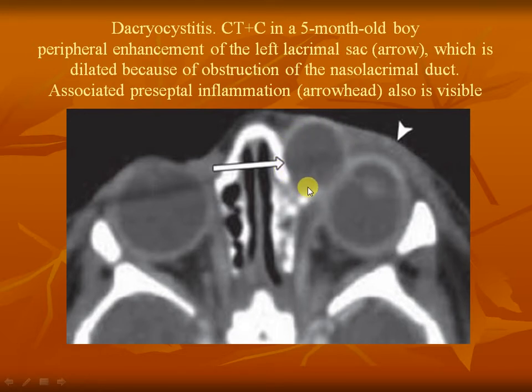This is a CT scan in a 5-month-old boy. There is a peripheral enhancement of the lacrimal sac, which is dilated because of the obstruction of the nasolacrimal duct. So, in addition, you can see there is soft tissue swelling here, indicating periorbital cellulitis. So there is a two-component process here of dacryocystitis and cellulitis.